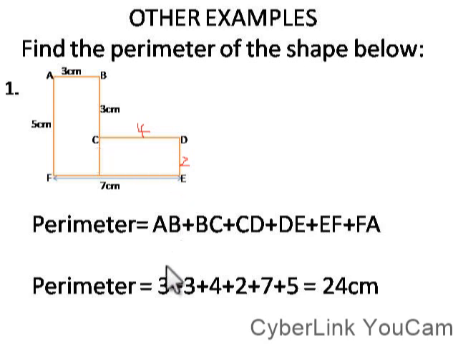Now let's bring down the numbers that represent these particular sides. AB is 3 plus BC 3 plus CD 4 plus DE, which is 2, as we have it here, EF 7, then FA 5. So when we add all together, that gives us what? 24 centimeters as the answer.